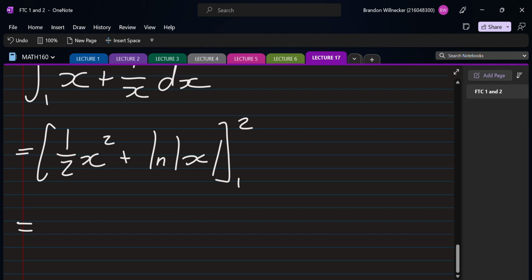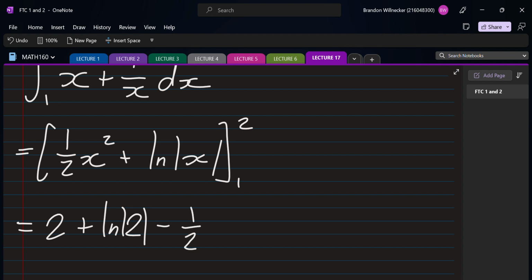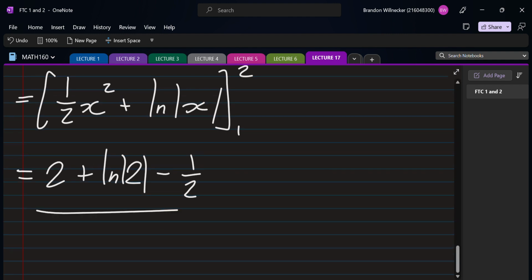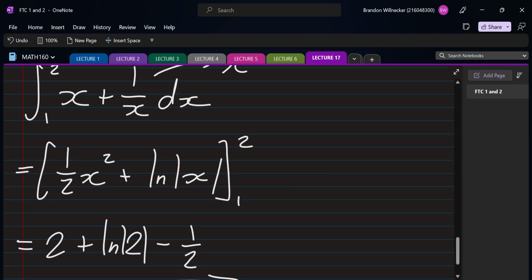So this will be half of 4, so 2 plus the natural log of 2. Now we can drop the absolute value because we know it's positive, no problems there. If you want to keep the absolute value just to be safe, that's perfectly fine as well. Minus 1/2, and then the log of 1 is 0, so we don't need to put that down. And again, you can leave your answer like this, or you can put it in your calculator to get a decimal. That's up to you. All right, any questions so far?